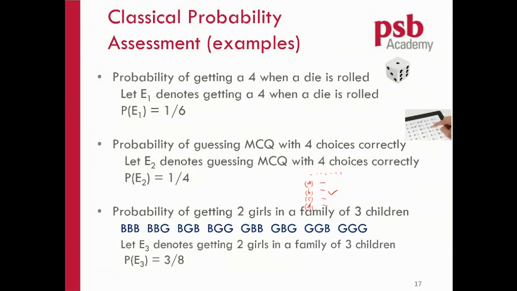Probability of getting 2 girls in a family of 3 children, right? So this is what we have seen, right? How many of them have 2 girls? 2G, 2G. Okay, this one has 2G, this one has 2G, this one has 2G, this one has 3, not the one we want. So how many? 1, 2, 3. So it will be 3 out of the total of 8.